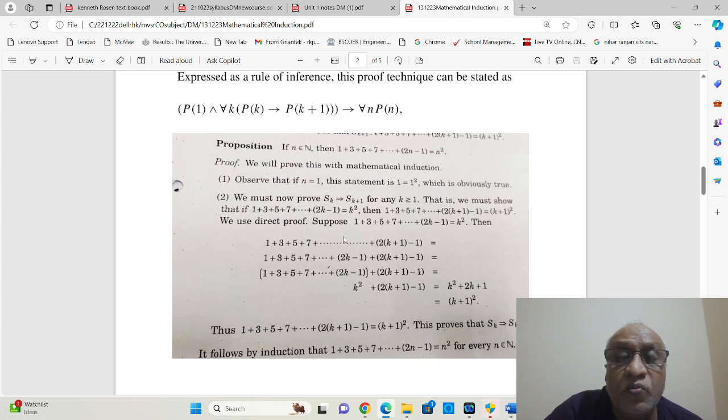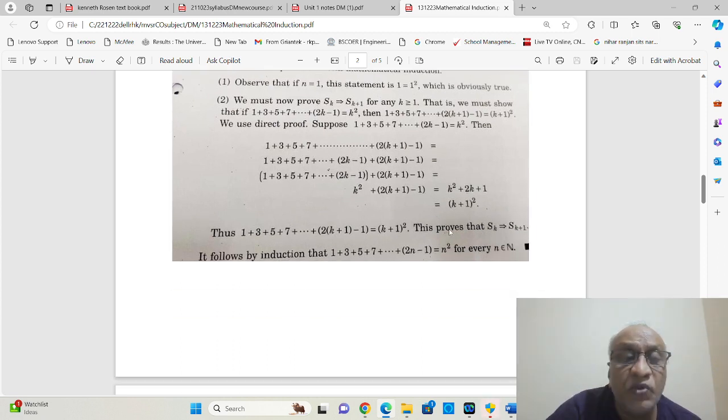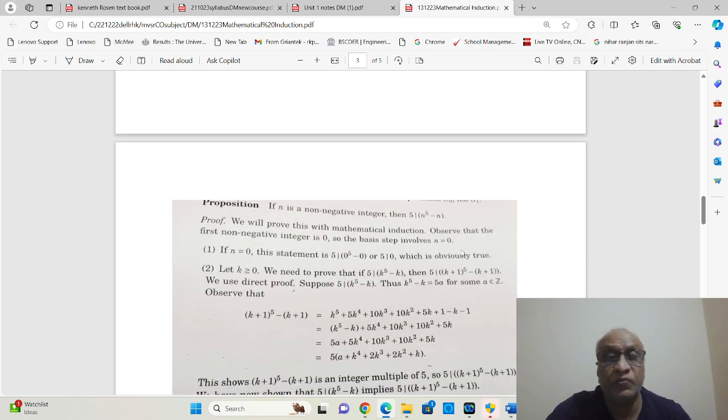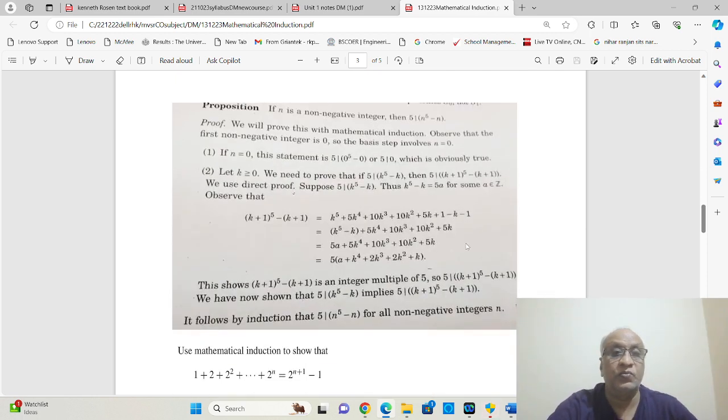Okay. So, we'll go for the next example. What we have to prove? 5 divides n to the power of 5 minus n. So, here we'll be taking the first integer as 0. So, in our basis step, which is the first step in mathematical induction, n is equal to 0. So, if n is equal to 0, then 5 divides 0 to the power of 5 minus 0, which comes to 5 divides 0, which is obviously true.